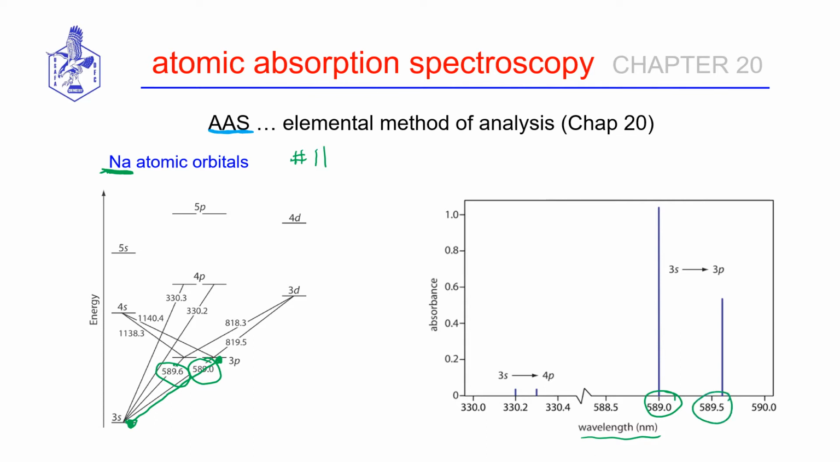So this is the absorption spectrum of an element. And by knowing where those magnitudes of absorption occur in terms of the wavelength, we can identify the species present.